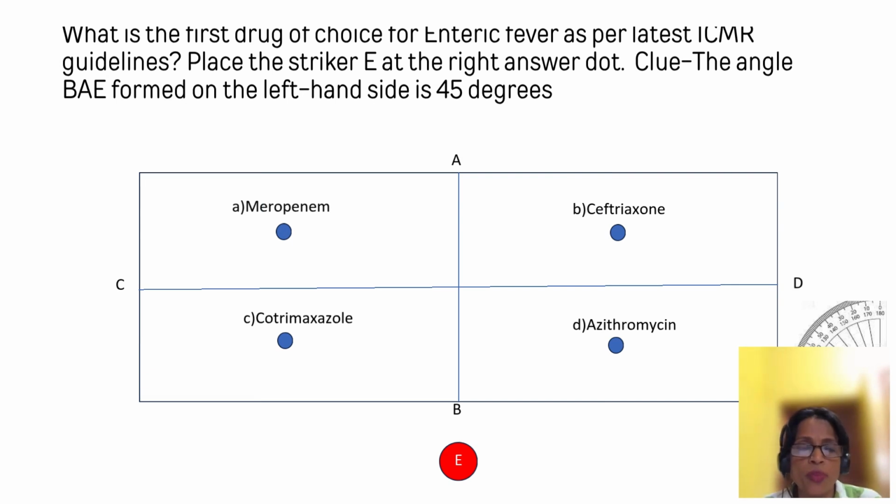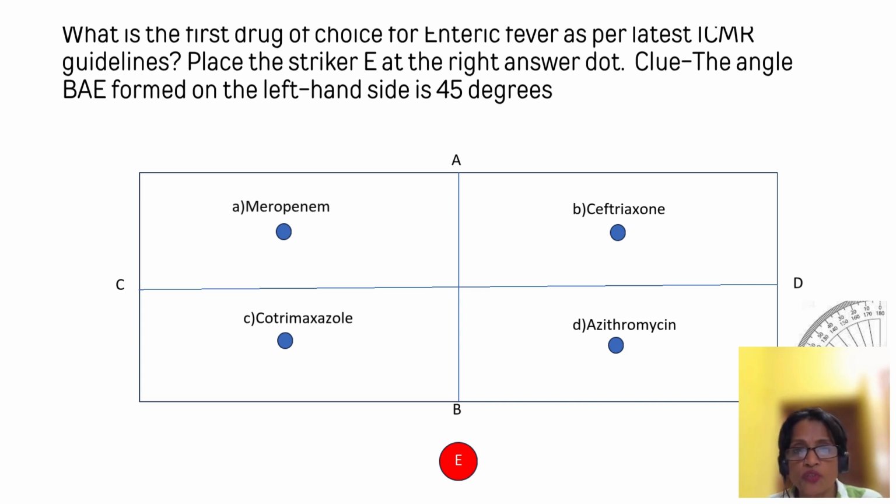Now I have one more puzzle for you. What is the first drug of choice for enteric fever as per the latest ICMR guidelines? Place the striker at the right answer dot. And the clue to find the right answer is the angle BAE formed on the left hand side is 45 degrees.